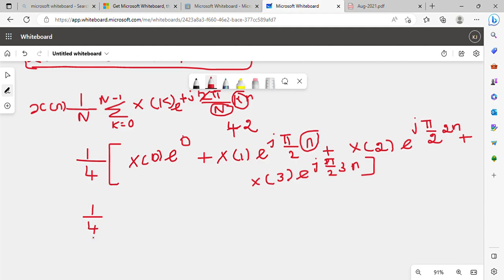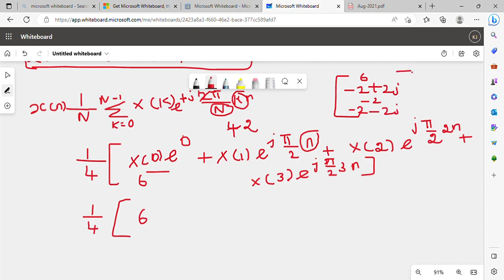Now if you substitute n is equal to 0, what are we supposed to get? You are getting 6, because x of 0 is 6 for me now. I have to take the DFT that I have got as the resultant, that is 6, minus 2 plus 2j, minus 2, and minus 2 minus 2j, right?